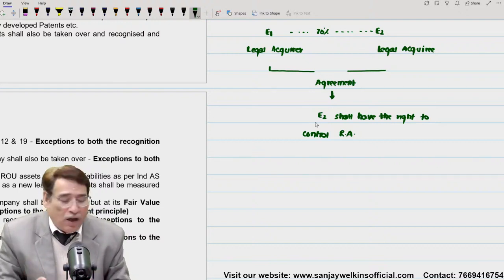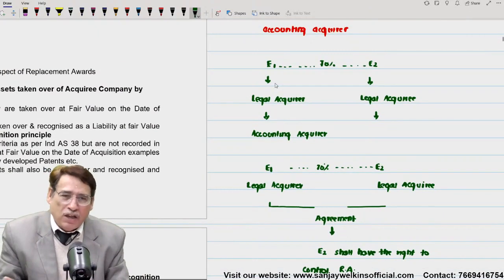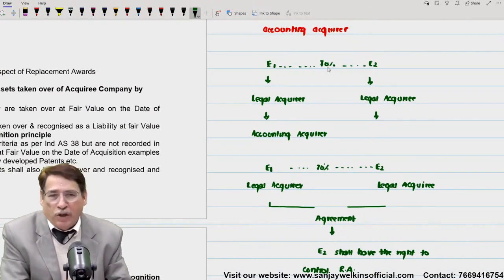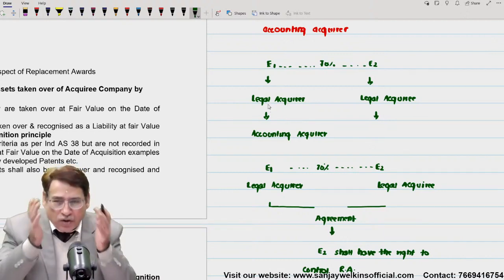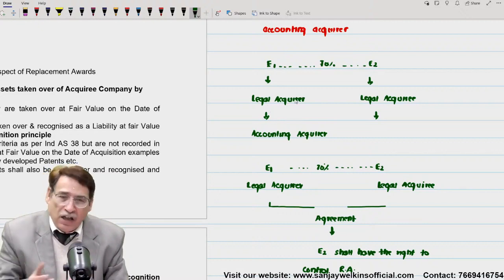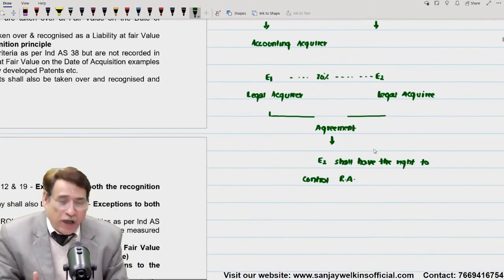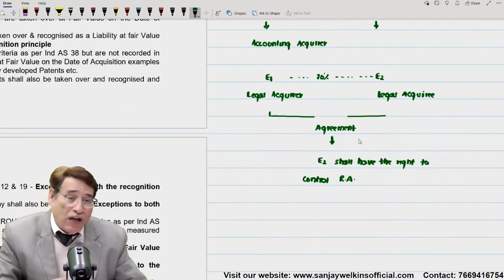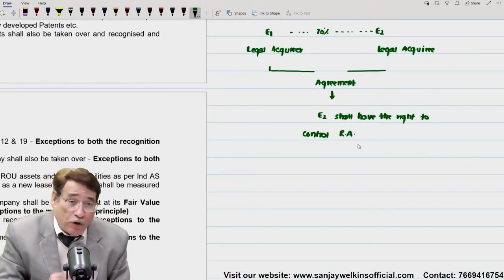Is it clear to you? You need to understand, because most of the time in the question, you will be given only this much: that E1 has acquired so much of stake. Under such situations, you need not stretch your mind unnecessarily, and the legal acquirer itself will be the accounting acquirer. Only when the question elaborates like this will you have to exercise a bit of caution to know that the legal acquirer may not be the accounting acquirer. In this case, the accounting acquirer will be E2.